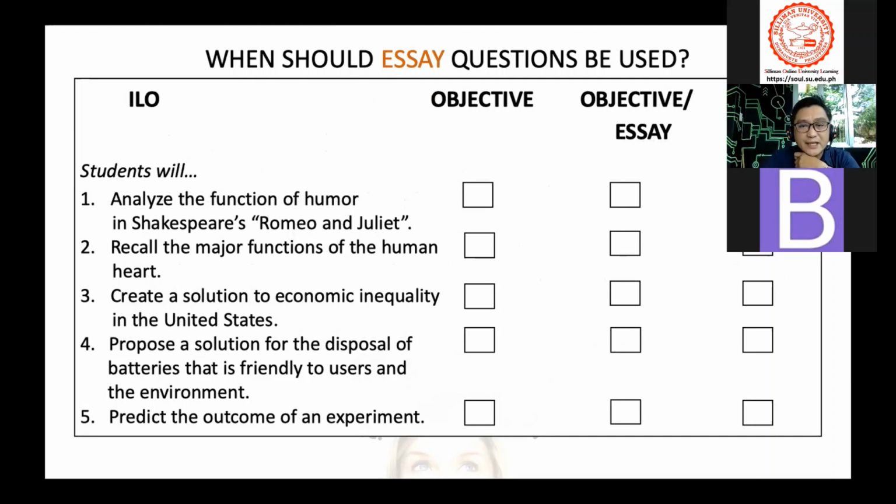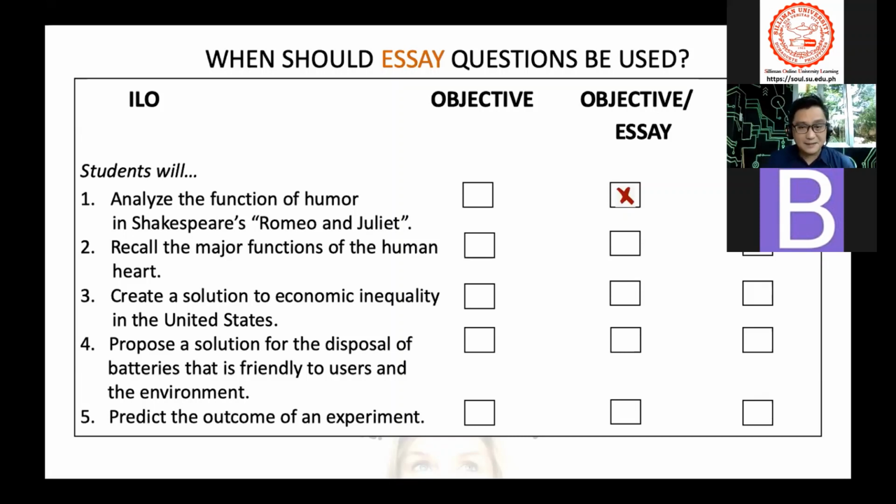I have here samples of ILOs, or intended learning outcomes, and I'd like you to help me decide whether this yields to an objective type of test, or maybe both, or purely essay, okay? So here's one ILO. Analyze the function of humor in Shakespeare's Romeo and Juliet. Do you think this ILO is best measured by objective, or essay, or both? Now in this case, I'm a literature teacher myself. I can do both. I can create a test for objective, and I can create a test at the same time for essay, depending, of course, on the question.